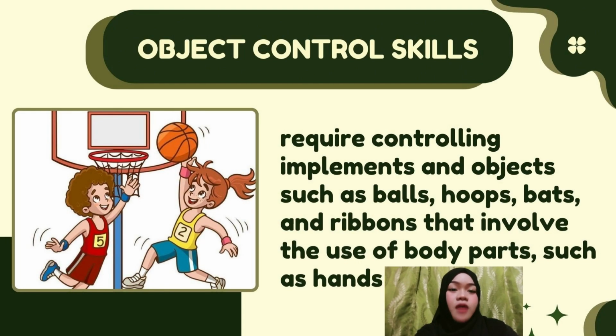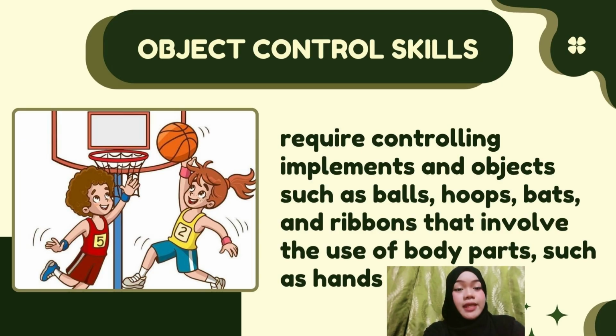So lastly is object control skills. Object control skills require controlling implements and objects such as balls, hoops, bats, and ribbons that involve the use of body parts such as the hands and feet. So ito ay may kinalaman sa galaw or paghawak natin or pag-control sa isang bagay or isang object tulad ng bola. Like for example, catching a ball, kicking a soccer ball, dribbling a basketball, swinging a bat or ribbon. These skills are essential in many sports and help us improve eye-hand and eye-foot coordination.